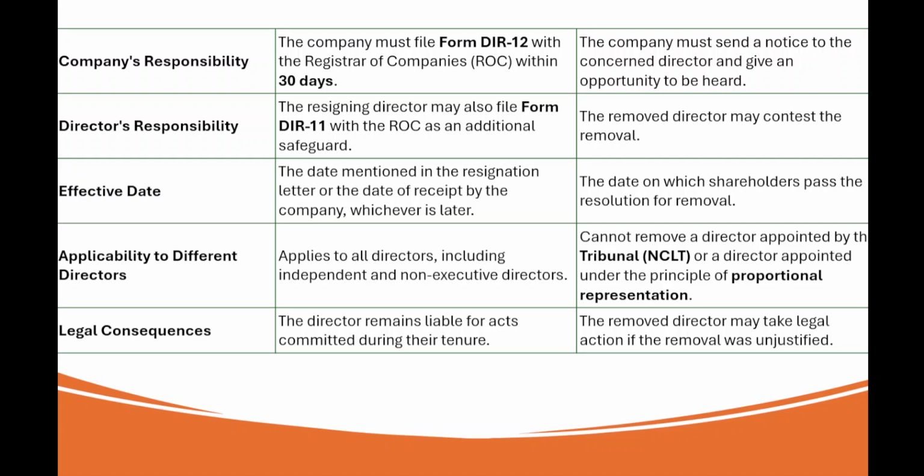Effective date. In resignation, it is the date mentioned in the resignation letter or the date of receipt by the company, whichever is later. Whichever of the two comes later will be the effective date of resignation of the director. In the case of removal of a director, it is the date on which the shareholders pass the special resolution for removal, and that will be the effective date of removal.